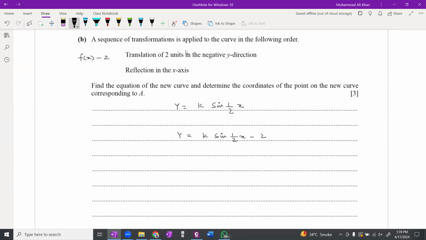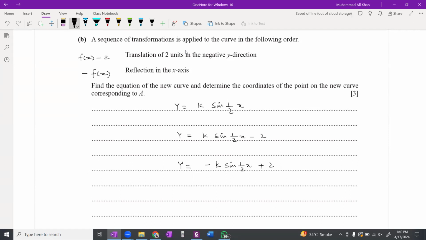For translation, we have to add or subtract the values. So if here we have 2 units in the negative y direction, it means we have to subtract 2 from the function. And after that, reflection in x-axis means we have to multiply the function with minus sign. So finally, it will be y equals minus k sine half x plus 2.